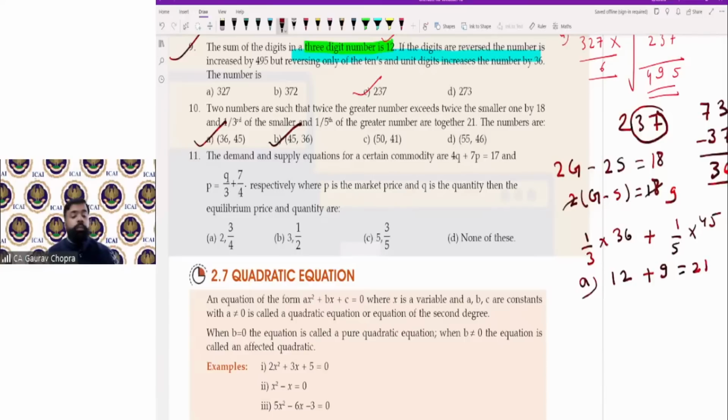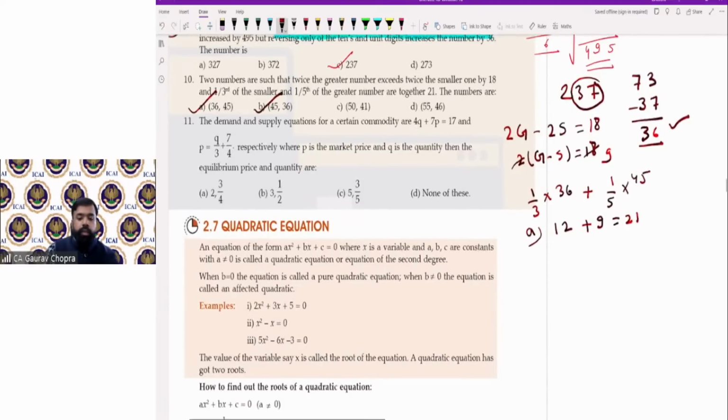And yes, in question number 10, both the options are the same, 36 and 45. So both are basically correct. A as well as B, both will be correct because the numbers are the same. So in question number 11, you can check which one is satisfying. Insert the value and get the result.